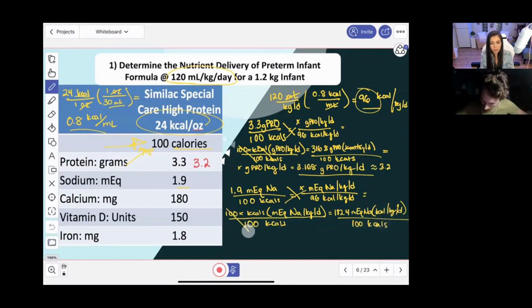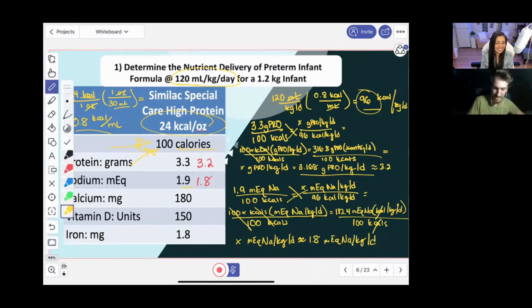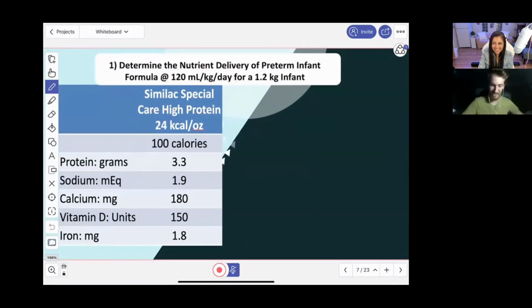Yeah, so it's going to be 1.8. Boom, boom. Right. So x milliequivalents of sodium per kilogram per day is going to give us approximately 1.8 milliequivalents of sodium per kilogram per day. The kcals are going to cancel. 0.8. Okay, so let's go to the next slide to get some space here, but just keep these numbers in mind. So we have the protein and sodium done.